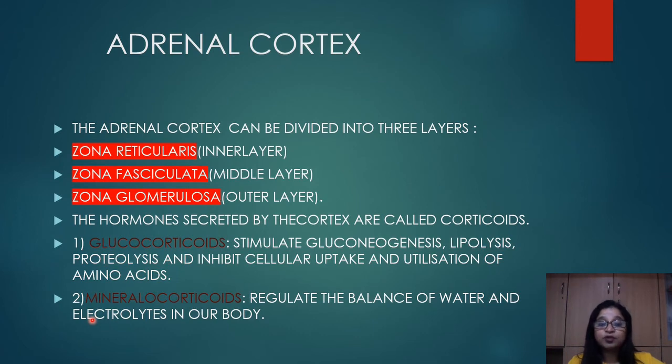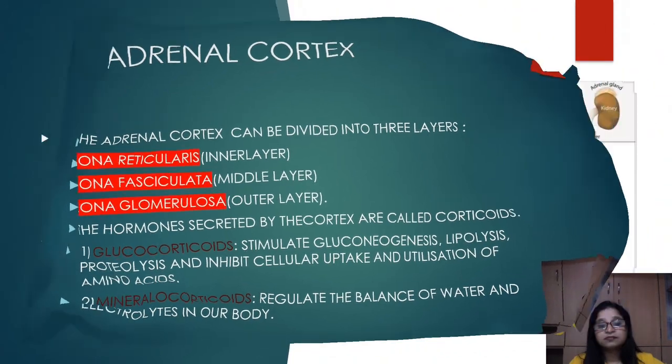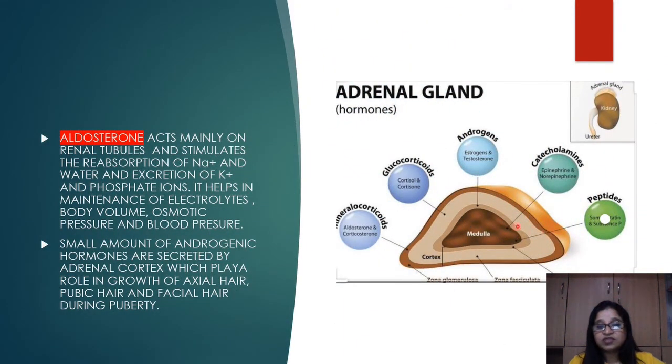The second type of hormone secreted by the adrenal cortex are the mineralocorticoids. They basically have their action on the sodium, potassium and other ions in our circulation. They also regulate balance of water and electrolytes in our body. So they are very much needed for the carbohydrate, protein, fat metabolism in our body, and also for salt and water balance in our body. This is the adrenal medulla, and this is the adrenal cortex.